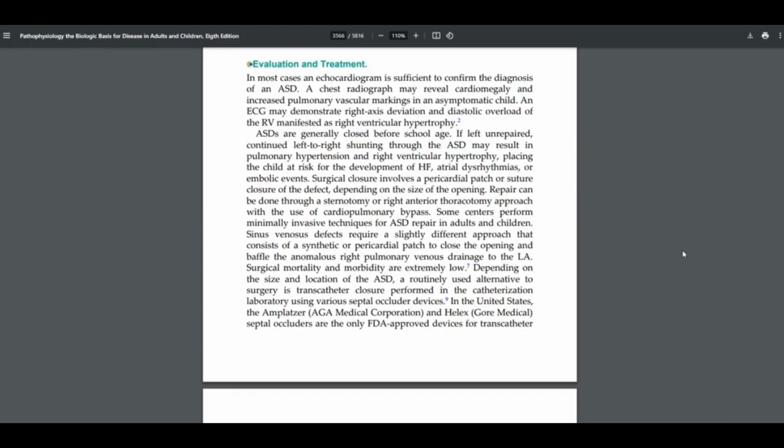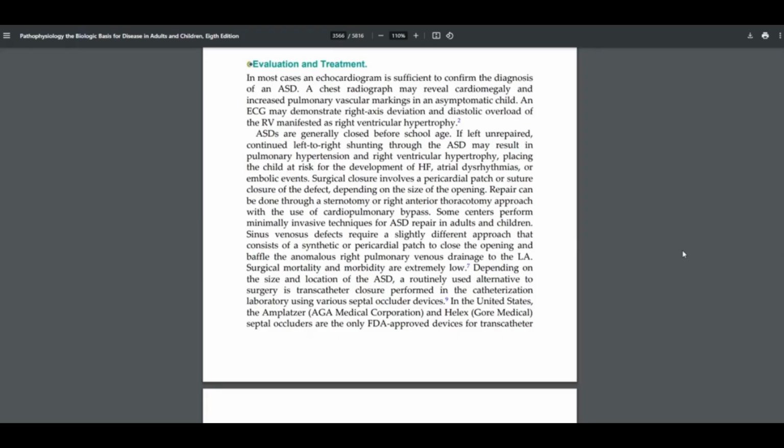Sinus venosus defects require a slightly different approach that consists of a synthetic or pericardial patch to close the opening and baffle the anomalous right pulmonary venous drainage to the left atrium or left aorta. Surgical mortality and morbidity are extremely low, depending on the size and location of the ASD.